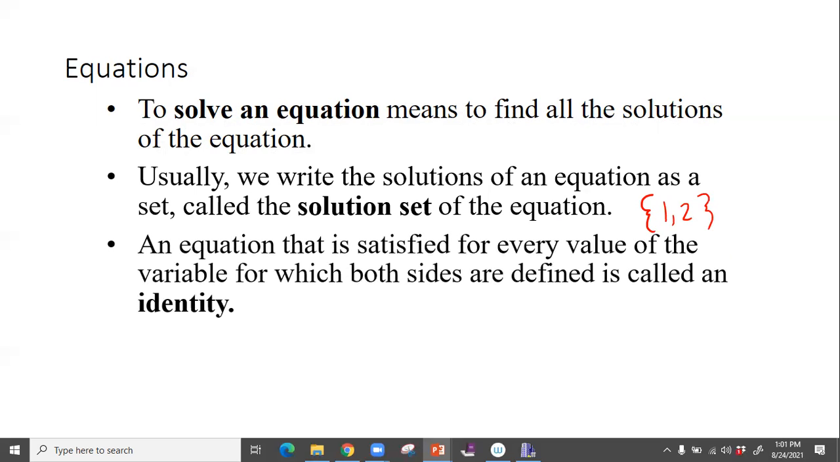Any equation that is satisfied for every value of the variable for which both sides are defined is called an identity. So what this is saying is if it comes down to x equals x or 2 equals 2, then you have what's called an identity, and therefore you have infinite solutions.